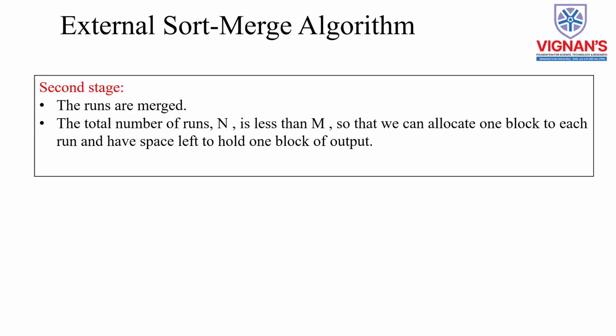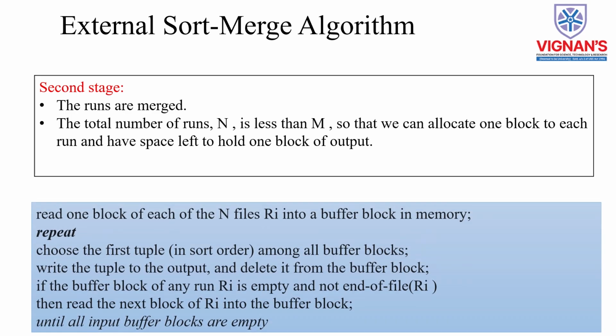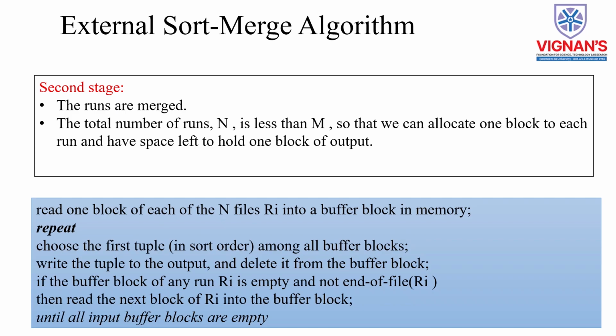In the second stage, all the sorted runs are merged together. The total number of runs, called n, is less than M. This allows us to use one memory block for each run and still keep one block for the output. First, we read one block from each run file into memory. Then we repeatedly compare the first tuple from all buffer blocks and pick the smallest one. That tuple is written to the output and removed from the buffer.